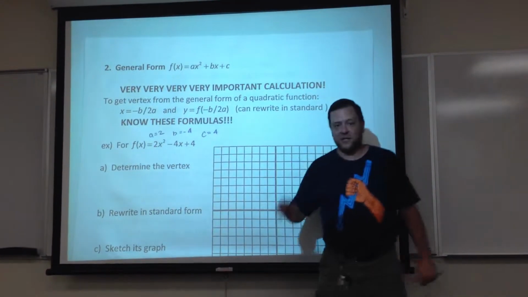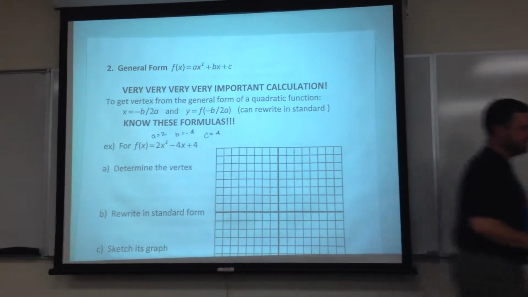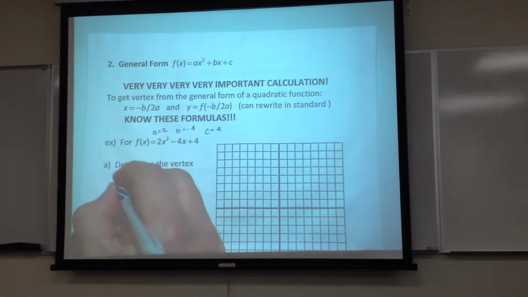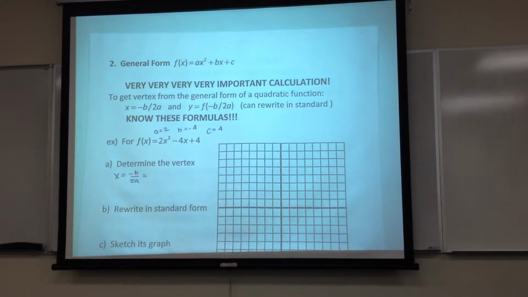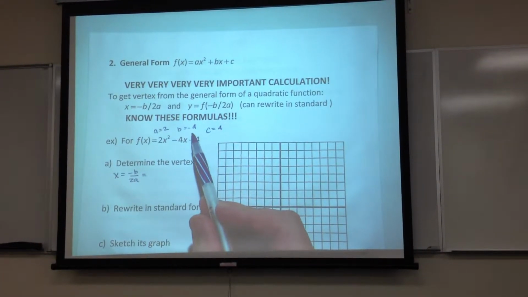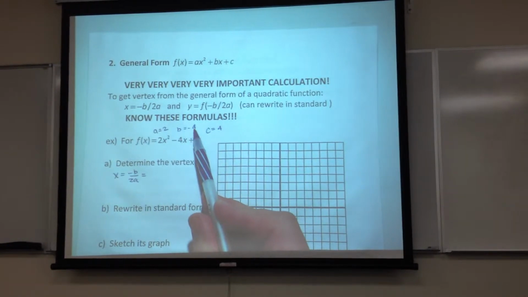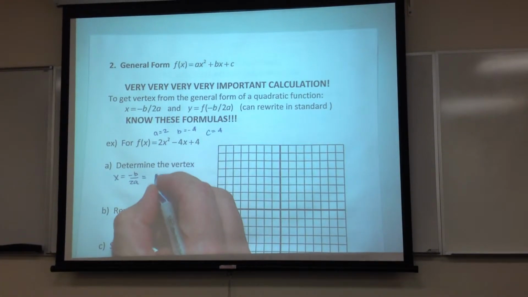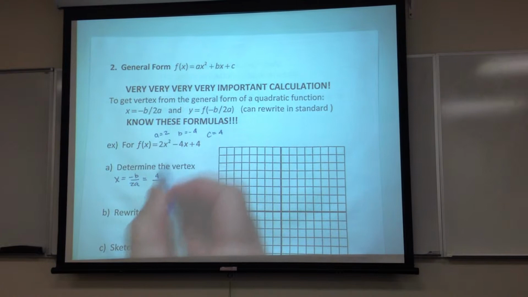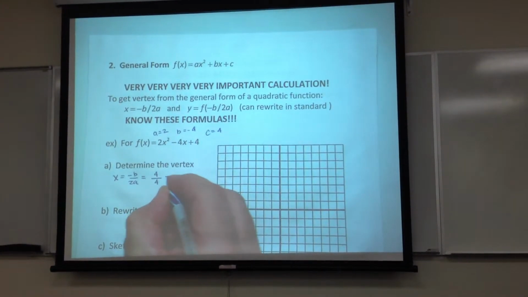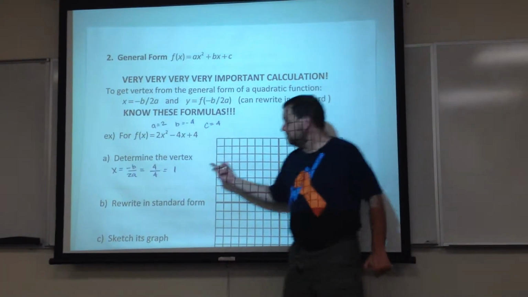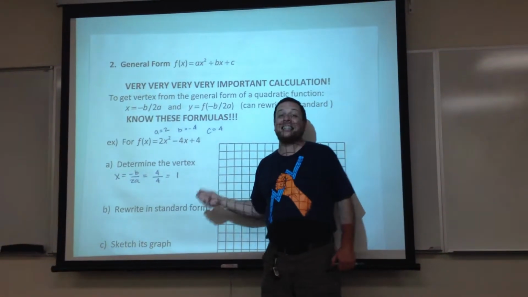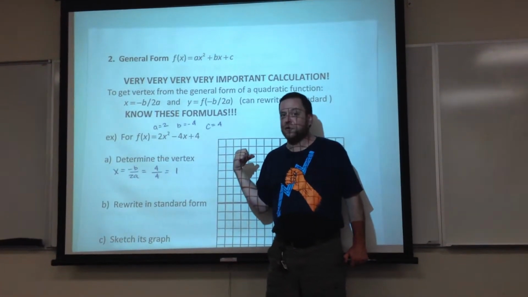So determining the vertex requires 2 calculations. First, x equals opposite b divided by 2 times a. When I plug in my numbers here, the opposite of b is positive 4, divided by 2 times a, which is 2 times 2, another positive 4. You get x equals 1. And keep in mind, the vertex is 2-dimensional. You need an x and a y coordinate to plot it correctly on your graph paper.